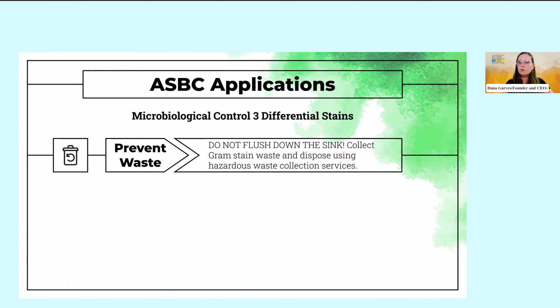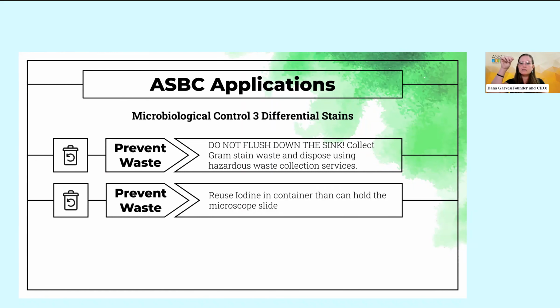Another way that we can reduce waste in this particular assay is to reuse your iodine. You can put it in a little container that can hold your glass slide, dunk it in, and then rinse. You don't need to use up the iodine on the slide. You can just dunk the slide in. So that's a good way to reduce iodine waste.